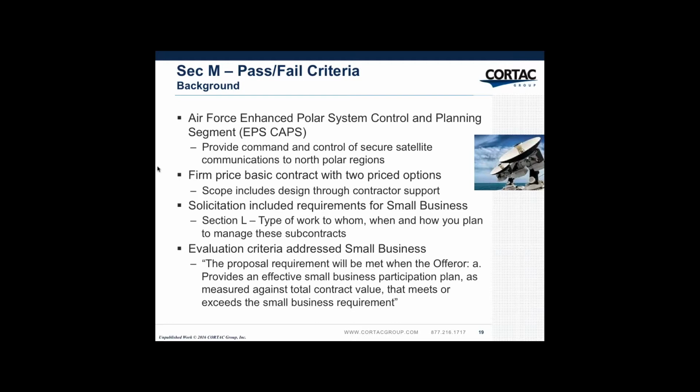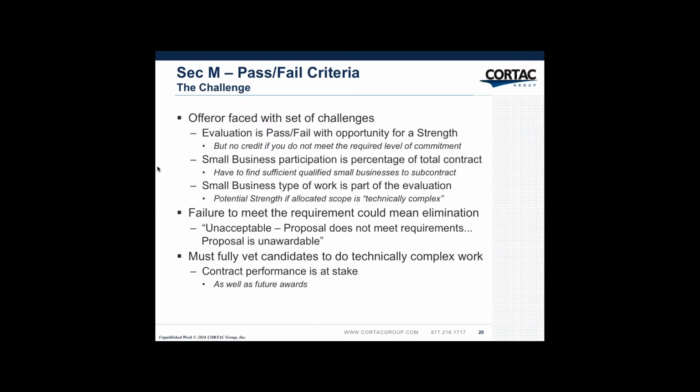The evaluation criteria addressed the small business as quoted: the proposal requirement will be met when the offeror, A, is one of the criteria, provides an effective small business participation plan as measured against total contract value that meets or exceeds the small business requirement. Notice this reads as pass-fail. You either meet the requirement or you don't. Notice that it doesn't say how well you meet the requirement. It says you meet it or you don't.